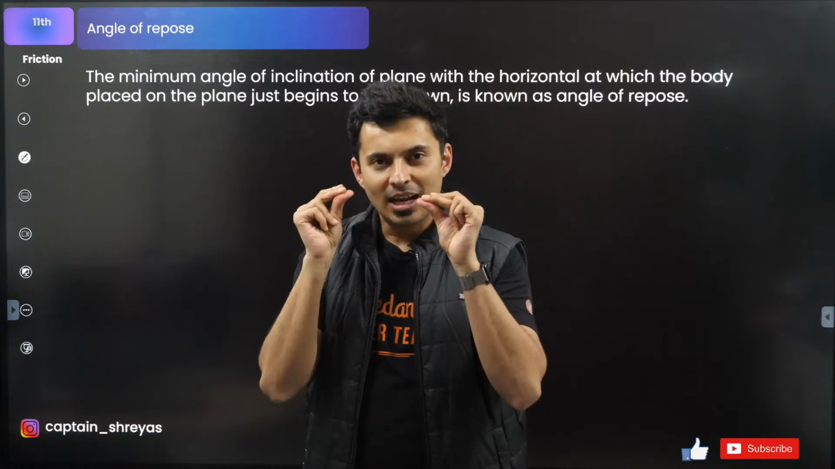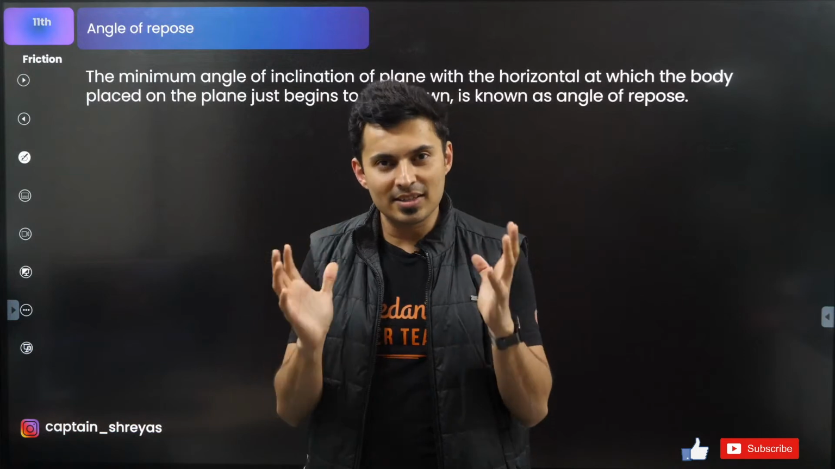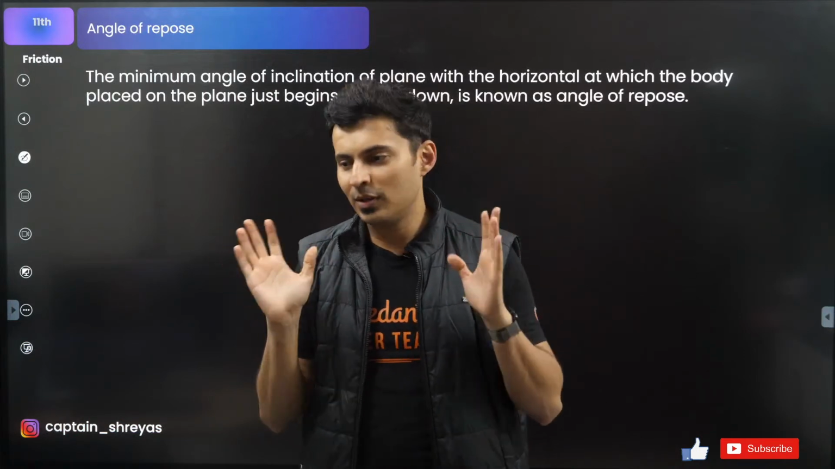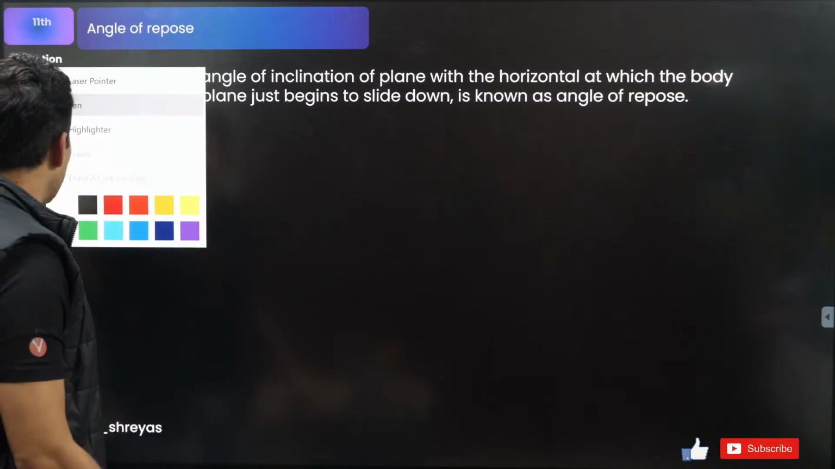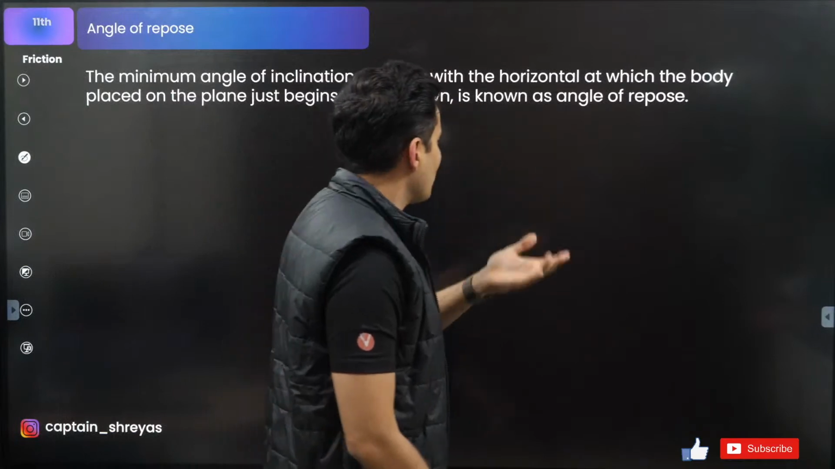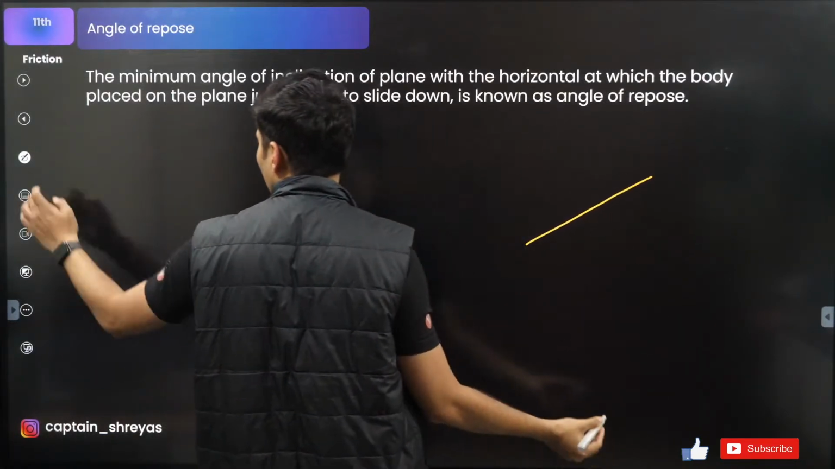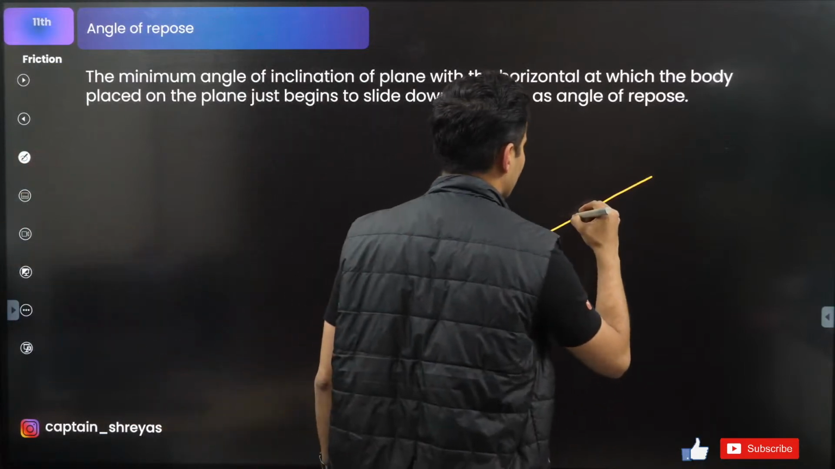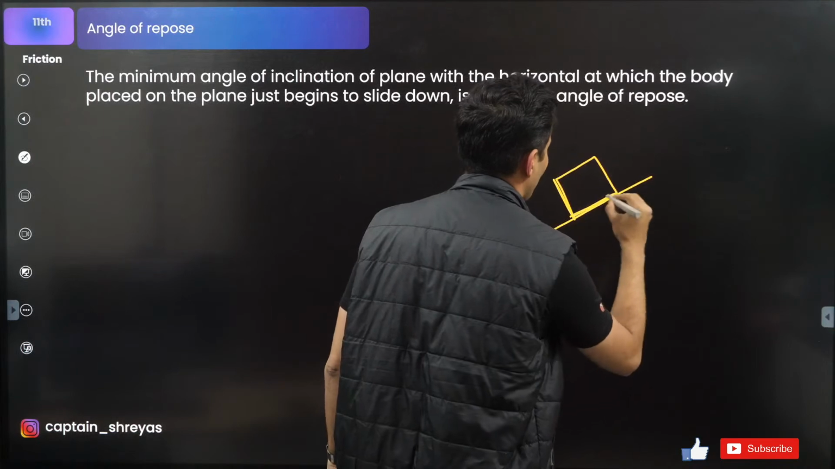So that angle at which it just begins to slide, or till which it can sustain, is called the angle of repose. Great. Felt that? Yes, that's what you should get. You should feel. You might have seen angle of repose in school or your coaching, but if you have never felt it, then there is no point, guys. And that's why I am here, so that you can feel physics. That's the whole idea of my teaching.